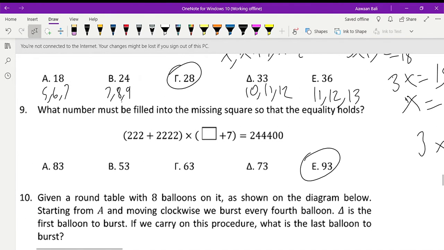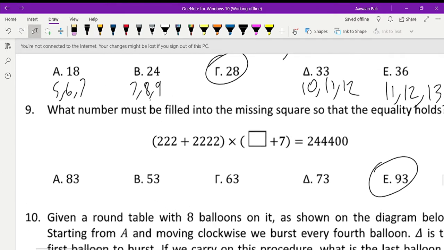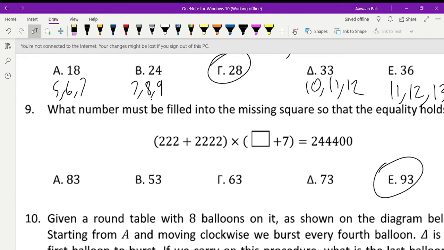Now, question number 9. What number must be filled into the missing square so that the equality holds? What you should do is, since BODMAS, the first letter is B, and B stands for brackets, you should solve the brackets first, or you could say BIDMAS, either way. So 2,222 plus 222 is 2,444.